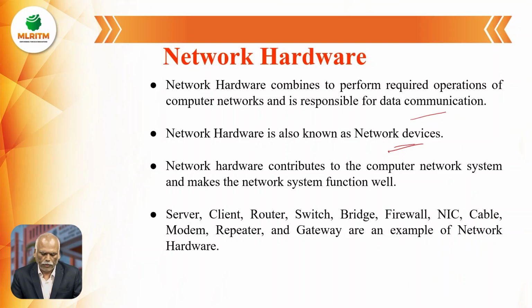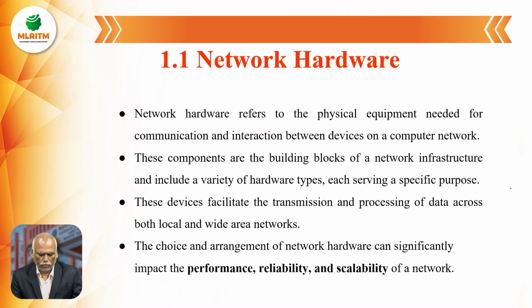Then cable and modem. A cable is the transmission medium between the devices in the network. A modem is a modulator, demodulator, which converts from digital to analog and back. Then repeater, which increases the strength of the signal while transmitting through the medium. Then gateways are an example of network devices. These gateways are devices which are used to access information from the resources.